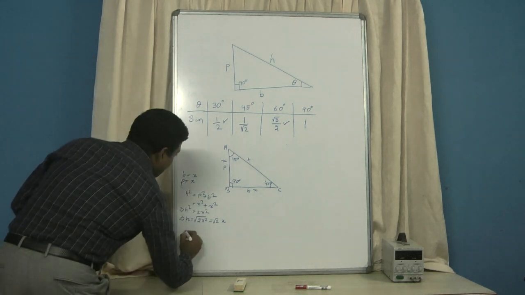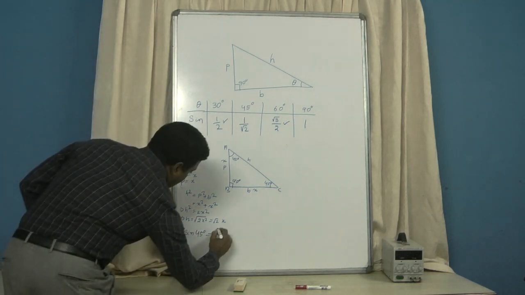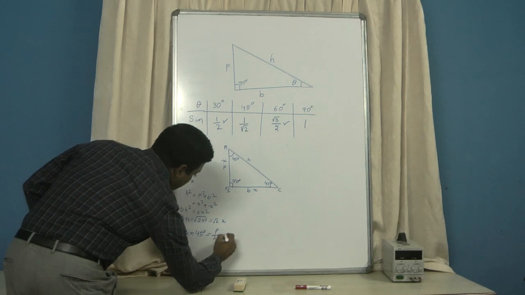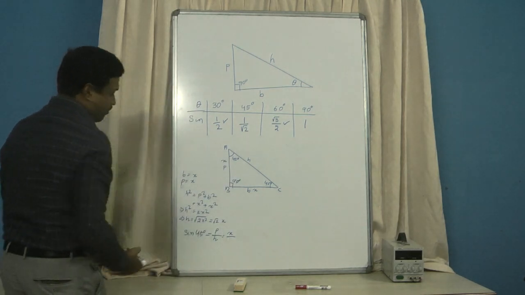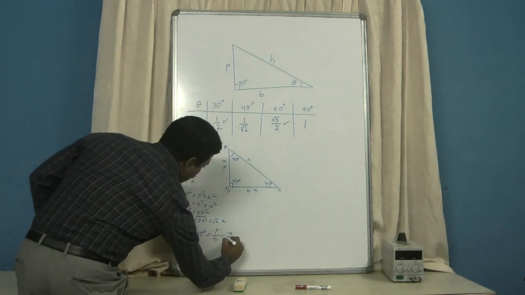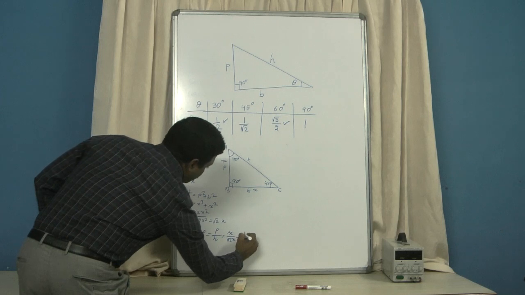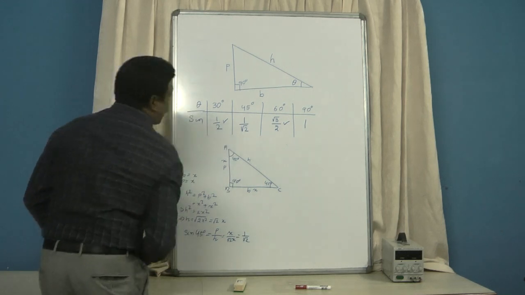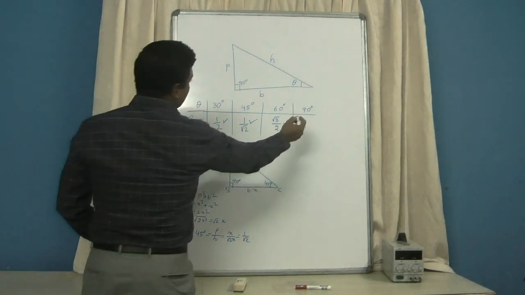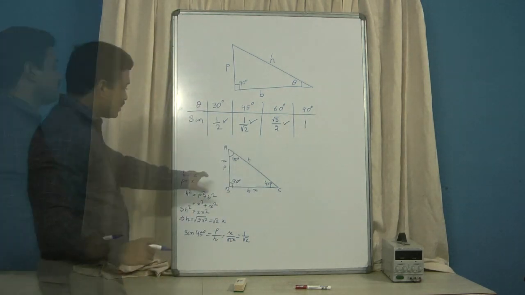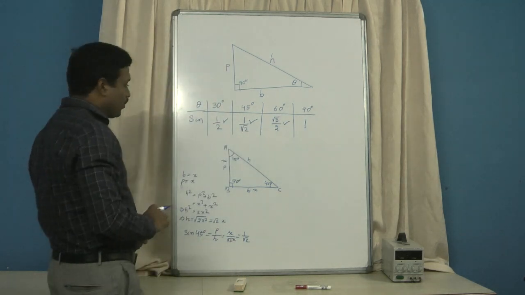Now sine 45 degree equals p divided by h. So p is x and h value we have found out to be root 2 x. x cancels, then remains 1 by root 2. So now this also we prove. Okay. Now remains the value of 90. So sine 90 is 1. That we need to prove.